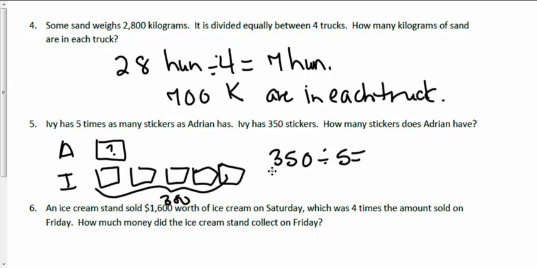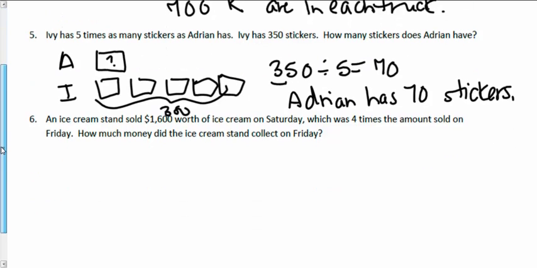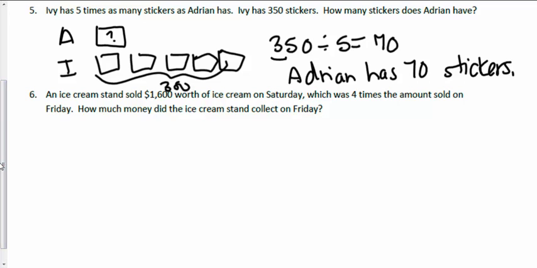So this is 35 tens divided by 5 is 7 tens. So Adrian has 70 stickers. See if you can do this last problem by yourself. Read it, think, is there something you can draw, and what would be your number sentence and your statement.